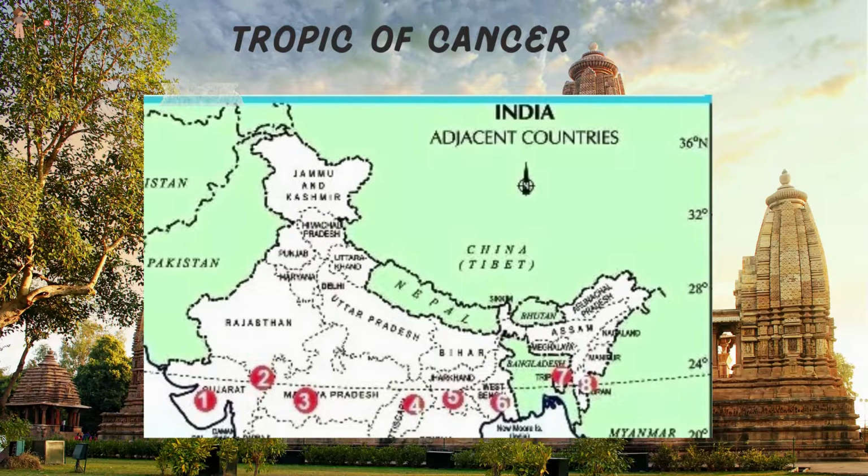There are 8 Indian states through which the Tropic of Cancer passes. These are Gujarat, Rajasthan, Madhya Pradesh, Chhattisgarh, Jharkhand, West Bengal, Tripura, and Mizoram.